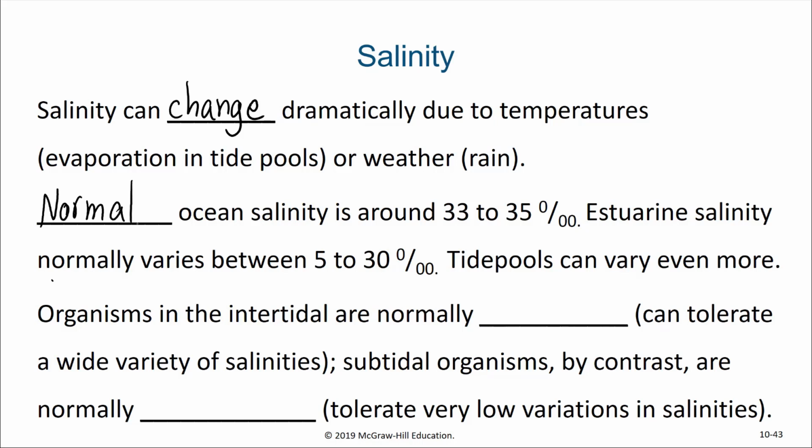Organisms in the intertidal are normally euryhaline, meaning they can tolerate wide varieties of salinities, whereas subtidal organisms, by contrast, are normally stenohaline. And they do not tolerate variations in salinity well.